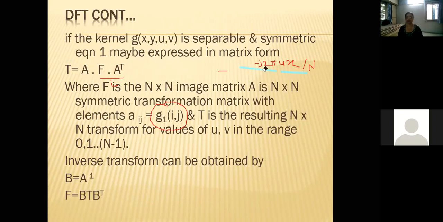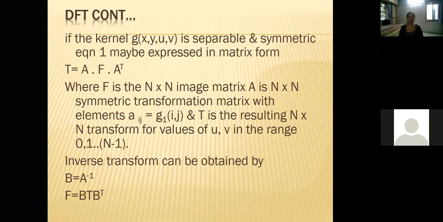Simply by performing these two matrix multiplications, we can get the forward transform of image f, denoted here as T. So this equation is very important: T is equal to A into F into A transpose. When we perform F into A transpose, we apply the transform row wise, and when we multiply this partial result with matrix A, we get the complete transform T.